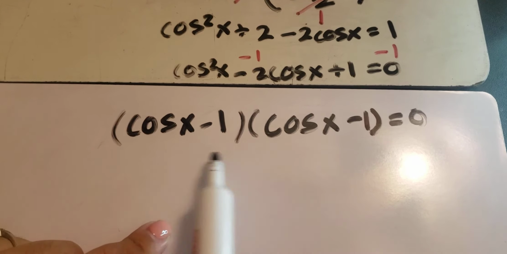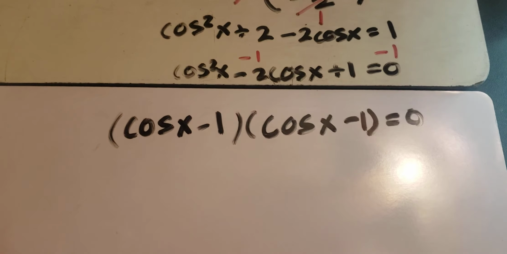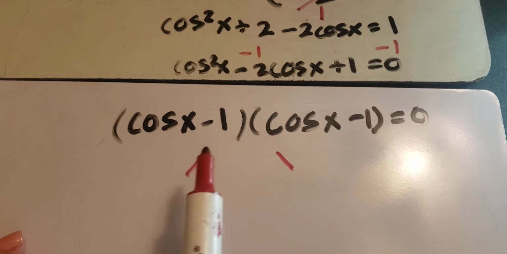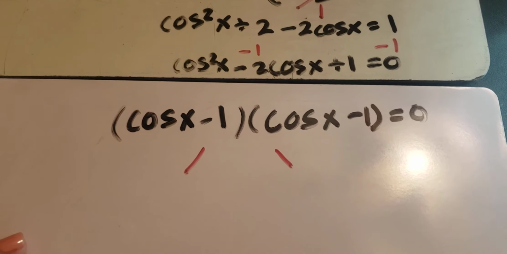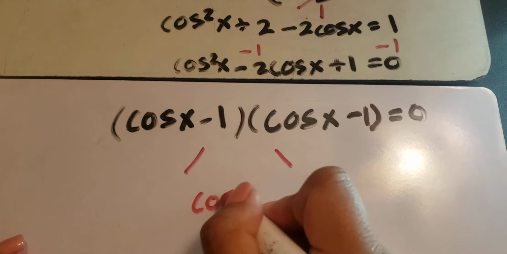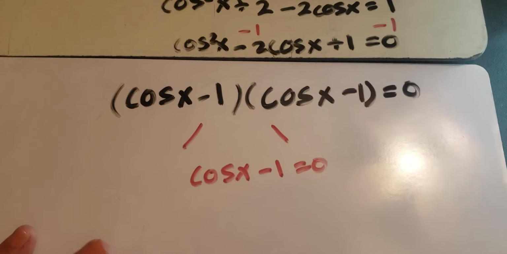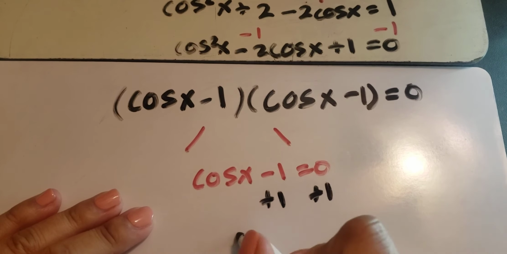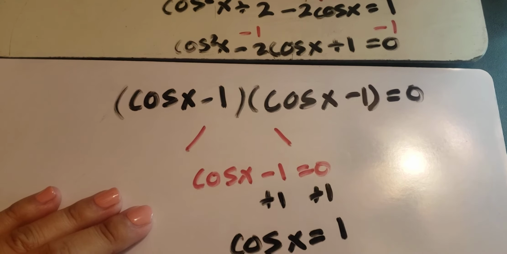Now that we have this factored out and equal to 0, the only thing left to do is set each factor equal to 0. But just so you know, we're going to get the same thing, so we really don't have to repeat our answer. I could just set cosine of x minus 1 equal to 0. Just set one of those because it'll be the same answer. I'm going to add 1 to both sides, and now we have cosine of x equals positive 1.